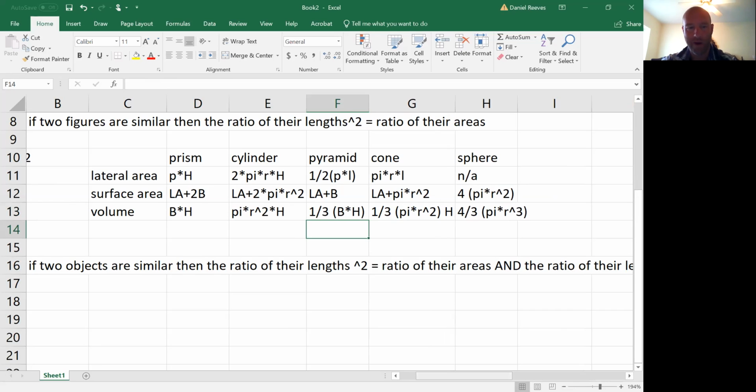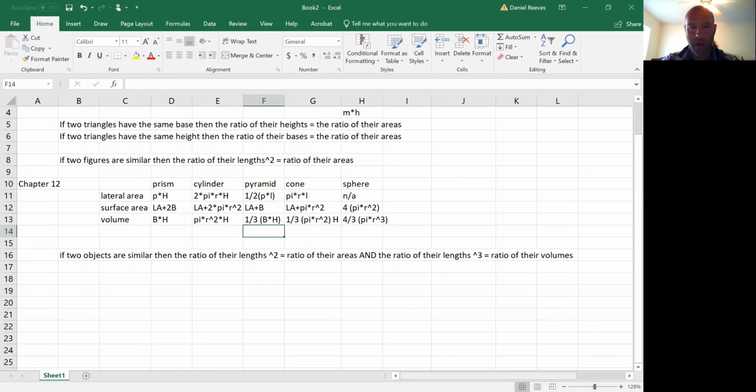Okay, there was one large theorem here, which kind of was 2 things encompassed. If 2 objects are similar, then the ratio of their lengths squared is the ratio of their areas. Another way of saying that is if 2 objects are similar, then the square root of the ratio of their areas is the ratio of their lengths. And the other part of it is the ratio of their lengths cubed would equal the ratio of their volumes, or of course, the cube root of the ratio of their volumes would equal the ratio of their lengths. That is everything.